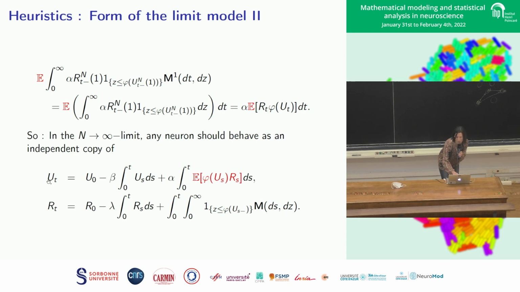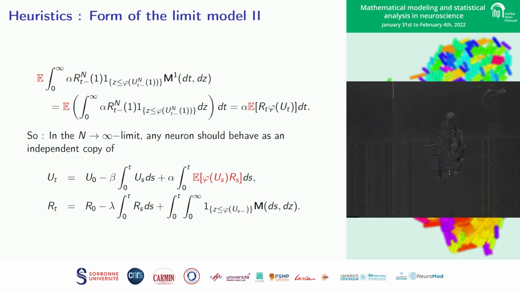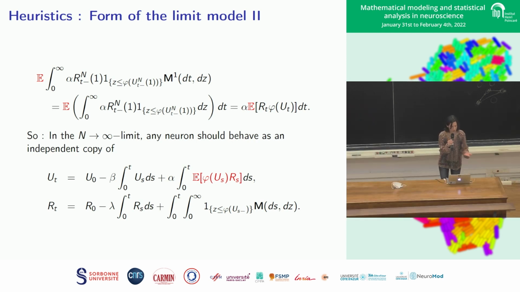If you have a look at it, U is a completely deterministic equation because we have the exponential loss, and then the gain, which is due to the mean gain of the total system. And of course, the residual calcium stays stochastic because there's no reason why that should become deterministic. Okay, good. So this is our limit model. I will write it again on the next slide.